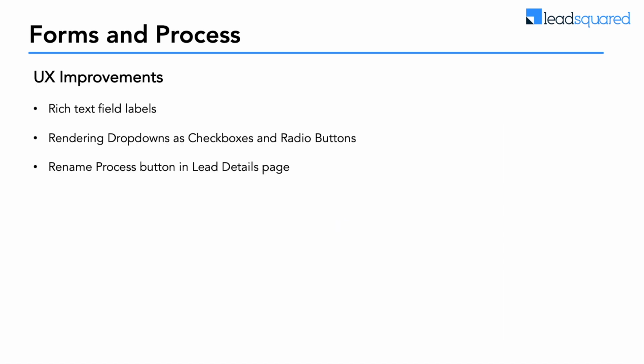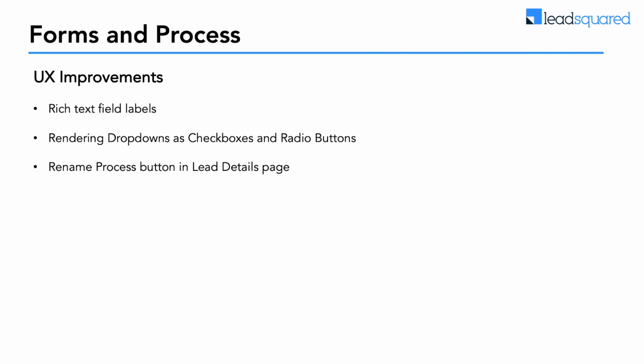And as mentioned earlier, our main goal with respect to forms and process is to reduce the time taken to fill a form and to interact with it. And we want to make it as seamless as possible. So we have a lot of UX improvements. The most important one being we now allow rich text fields. So all the labels in your form fields will be rich text, so you can configure them to be bold, italic, or underline.